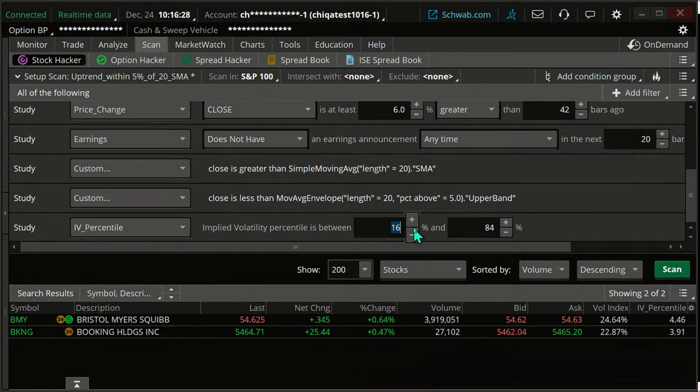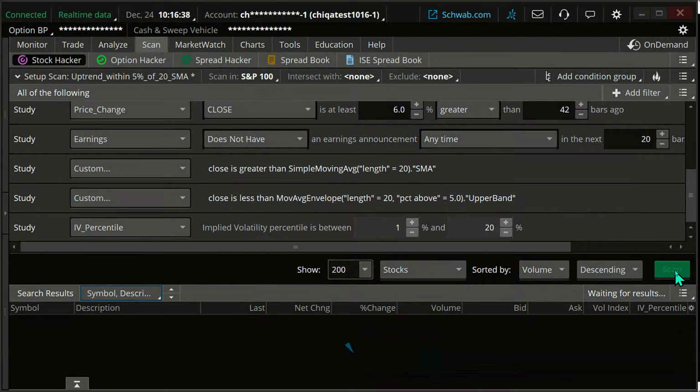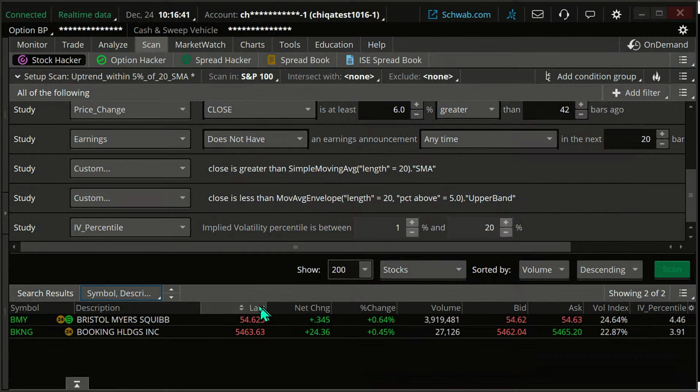And if I want something with a low percentile, I can do, we'll say, 1 to 20 again. That's not going to change the results, I don't think. Yeah, we still have those same two results.